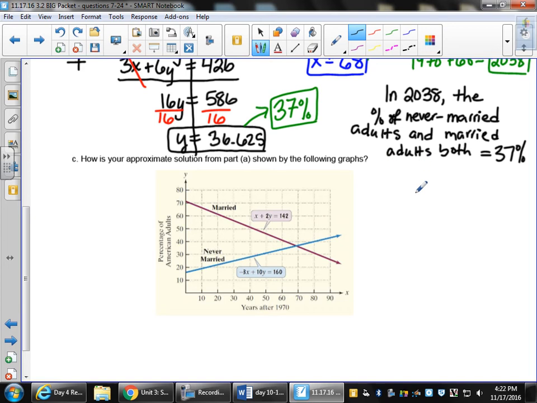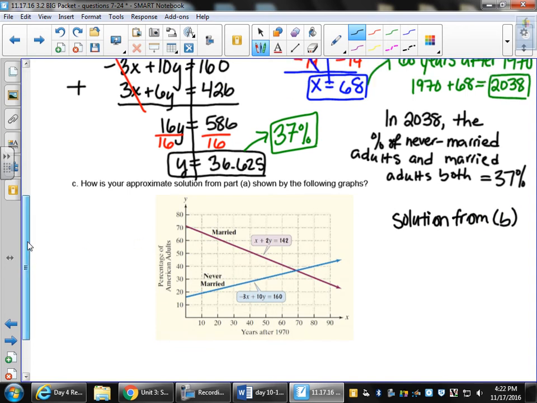What was our solution from part B? Our approximate solution from question B, x comma y, is 68 comma 36 point, oh no, we rounded, 68 comma 37. I should add in approximate, because rounding was involved.